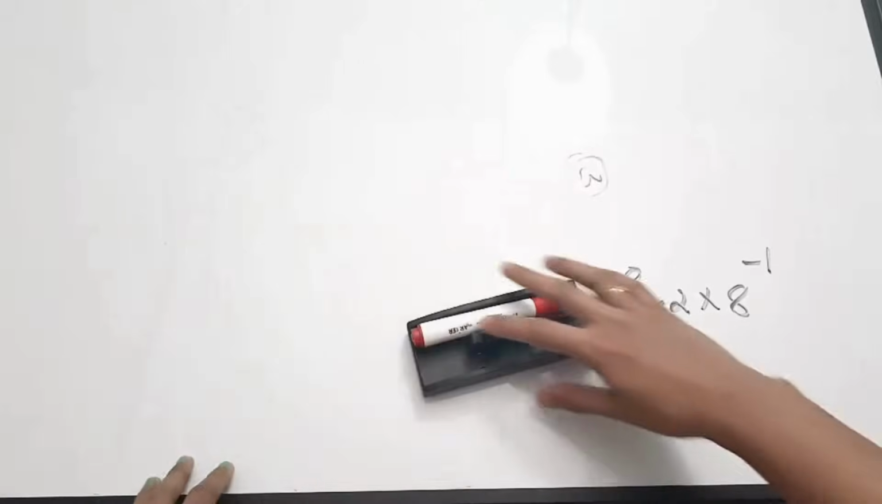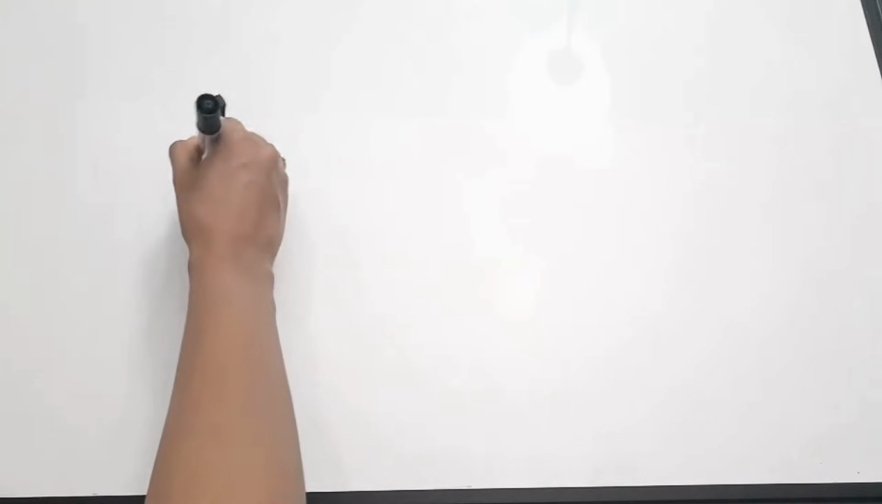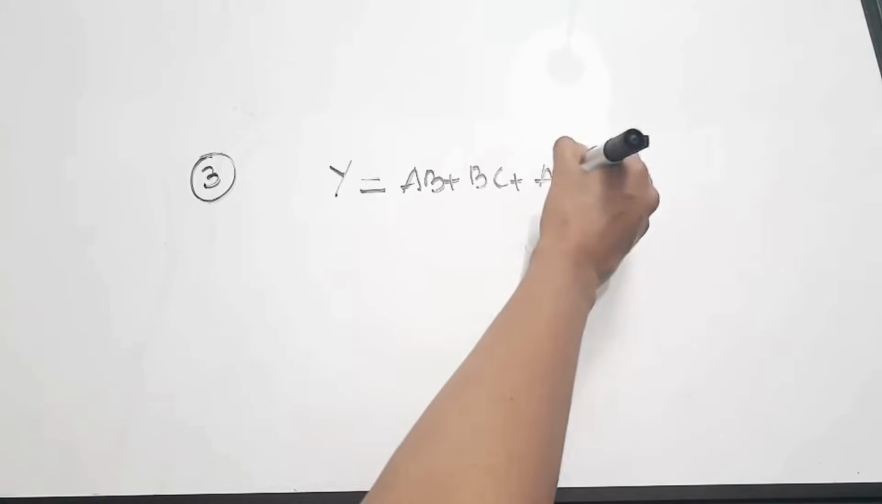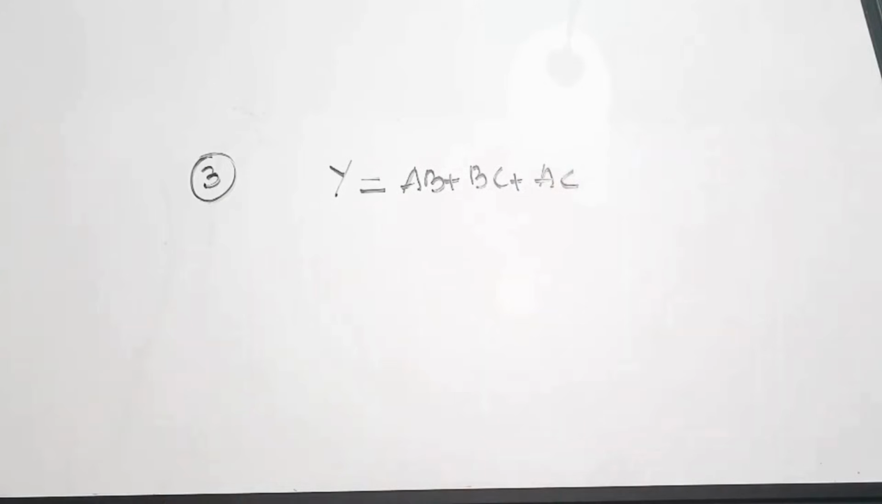So digital electronics is actually one of the very important subjects. There's a lot of weightage for this subject in all competitive examinations. So try to give maximum importance to digital electronics, analog electronics, these subjects. So the third question is the expression, I'll write the expression for you. Expression y equal to AB plus BC plus AC shows the dash operation. So the expression is y equal to AB plus BC plus AC. And this shows dash operation.